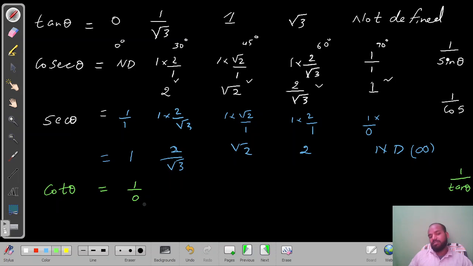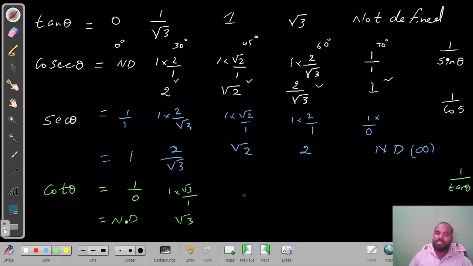So now 1 by 0, again what we will get? It is not determined. Okay. Next. Cot 30. What is the tan 30 value first? Tan 30 is 1 by root 3. So cot 30 is nothing but 1 into root 3 by 1. That is nothing but root 3. Cot 30 is root 3.